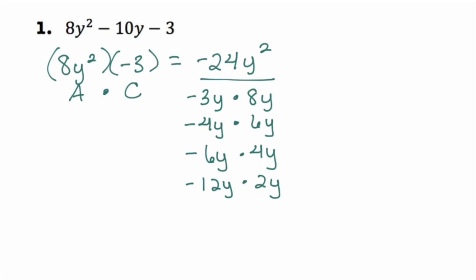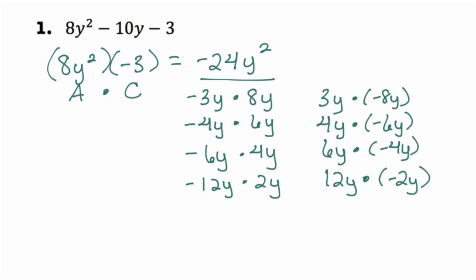You also want to sometimes put in your 1 times negative 24, but not always. If you know that it has to add to be negative 10y, 1 and 24 are so far away from each other that when you add them together, it's not going to be close to 10. So in this situation, you don't need it. And then remember, we want our negatives as well. So we now have to switch the negative to the opposite term. So positive 3y, negative 8y, and so on. So now we're going to add everything together and see which one comes up with our negative 10y, which is our b term. So we have negative 3y plus 8y, which is positive 5y. That doesn't work.